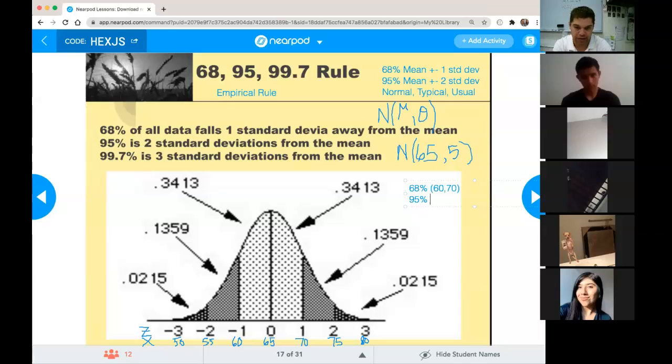95% of cars will drive between 55 and 75 miles per hour. That's most cars on the freeway. Okay, there's some cars that will drive faster than that, some cars that will drive slower than that, but this is the rule of thumb given this mean and standard deviation. So any data that's approximately normally distributed will follow that distribution. And 99.7, that's almost all cars. That's 50 to 80 miles per hour.